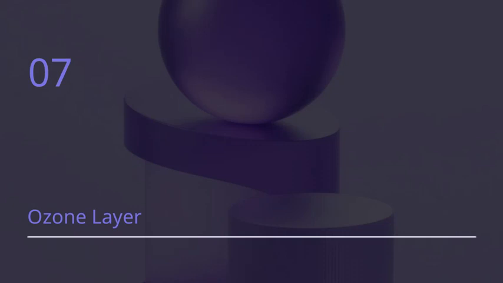All right, let's talk about the ozone layer. The ozone layer is a crucial part of our atmosphere that acts like a protective shield around the Earth. It absorbs most of the sun's harmful ultraviolet radiation, which is essential for protecting living organisms, including us humans.